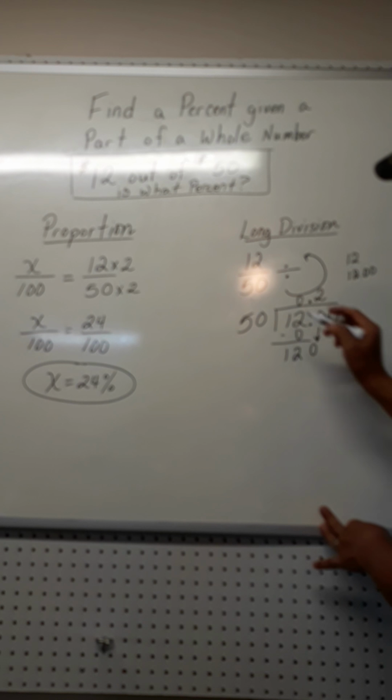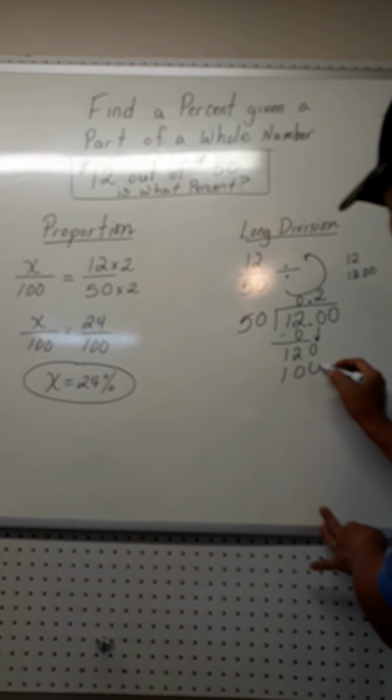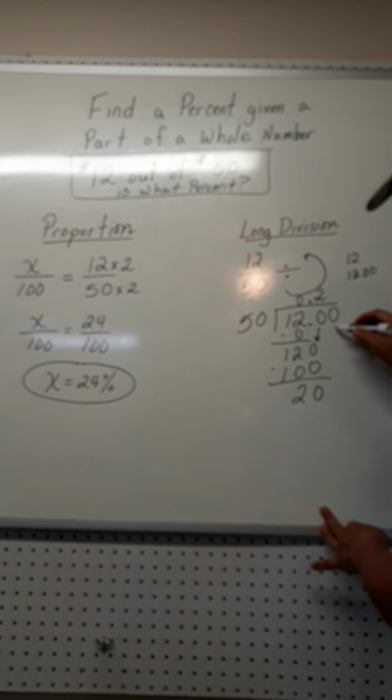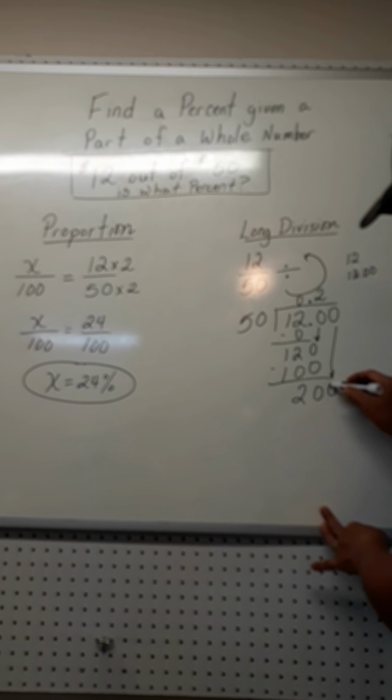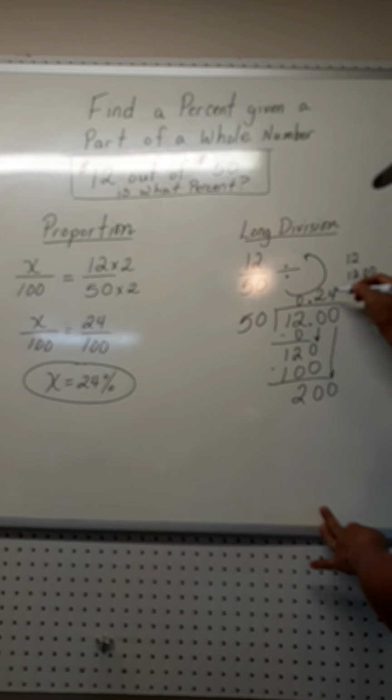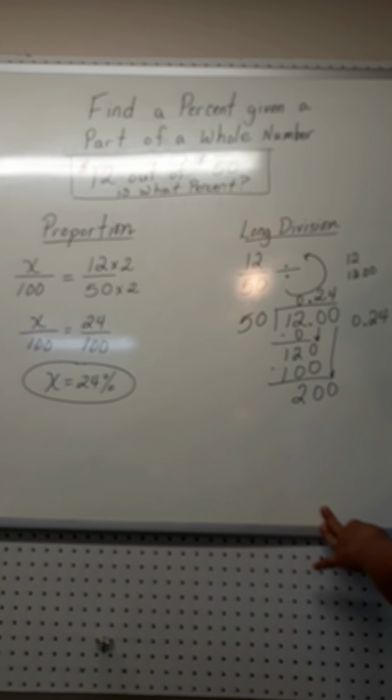Well, 2 times 50 is 100. There it is. And then bring down, and I try to keep everything aligned. How many groups of 50 can you get out of this 200, which is 4? And now I get my answer as this, 24 hundredths.